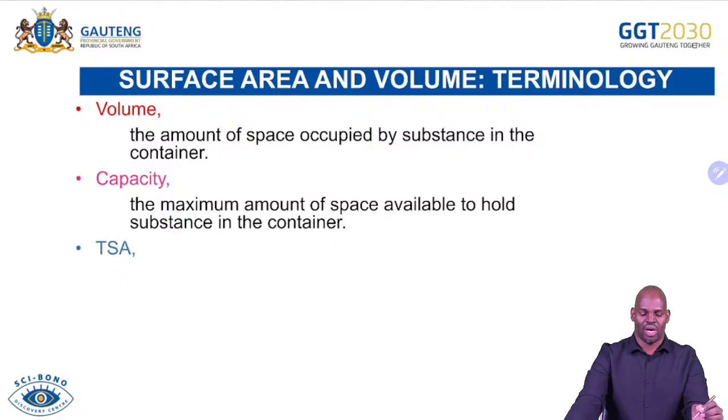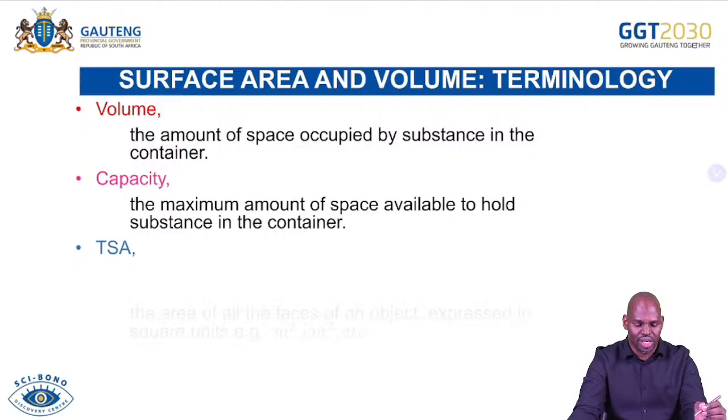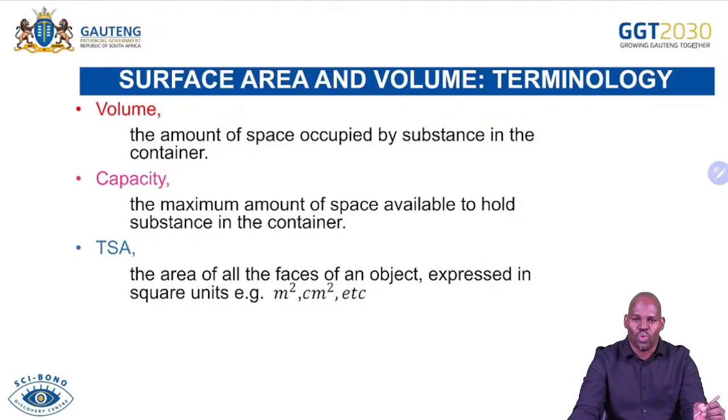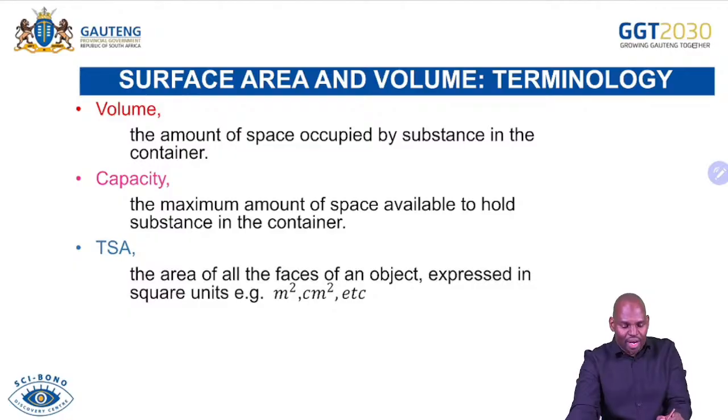Right, and then the next one is total surface area, commonly known as TSA. What do we mean when we say total surface area? Total surface area is the area of all faces of an object. That is expressed in square units. Remember the word area. Where you see area, you must know that the unit is square meter, square centimeter, and so on.